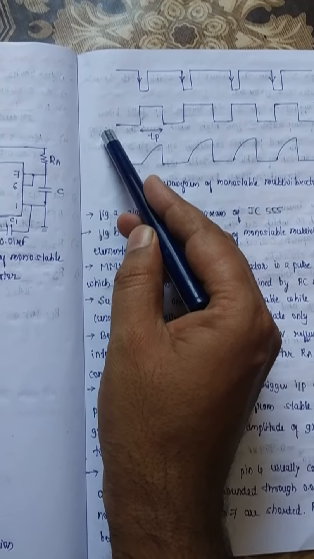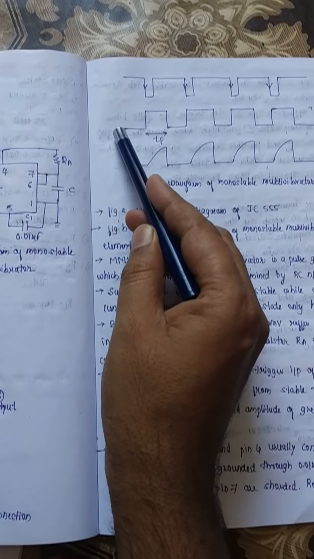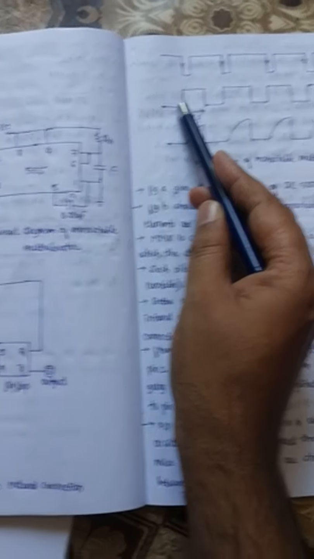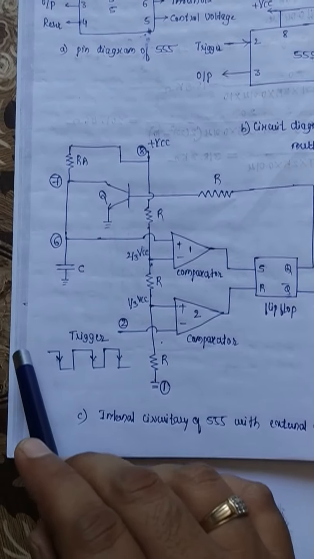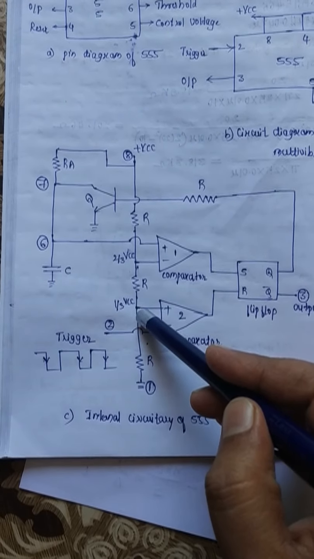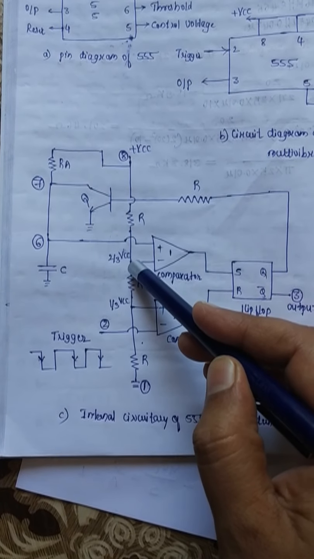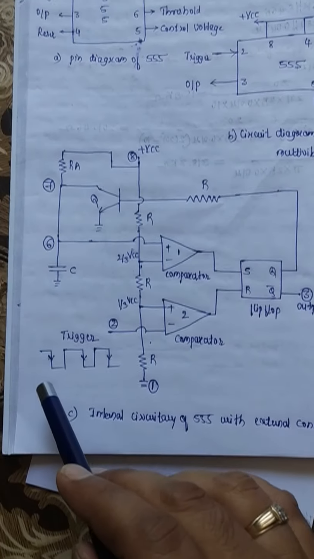So initially at the working, the monostable will be at the stable state, in the sense it will be ground state. Now for the second comparator we are applying the negative going trigger pulse. Remember here the voltage will be 1/3 of VCC and here voltage will be 2/3 of VCC, which is taken with respect to the plus VCC.